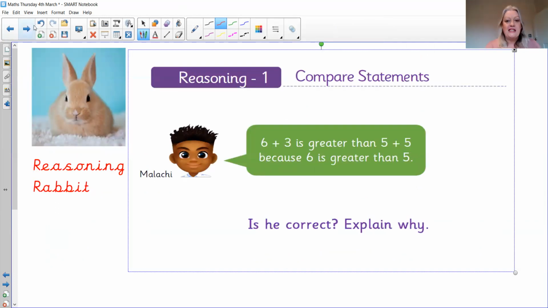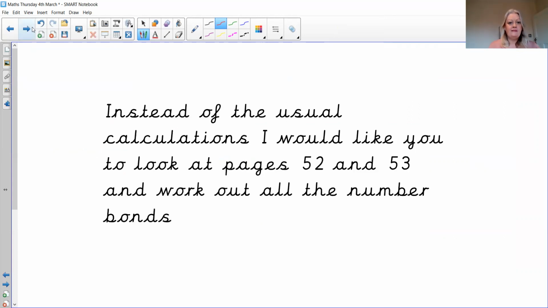Okay, so in a minute, pause this video and have a go at talking through this one. It says there, 6 and 3 is greater than 5 add 5, because 6 is greater than 5. Ooh, is he correct? Explain why. Use your sentences to say why you think he's right or wrong. Pause while we do that.